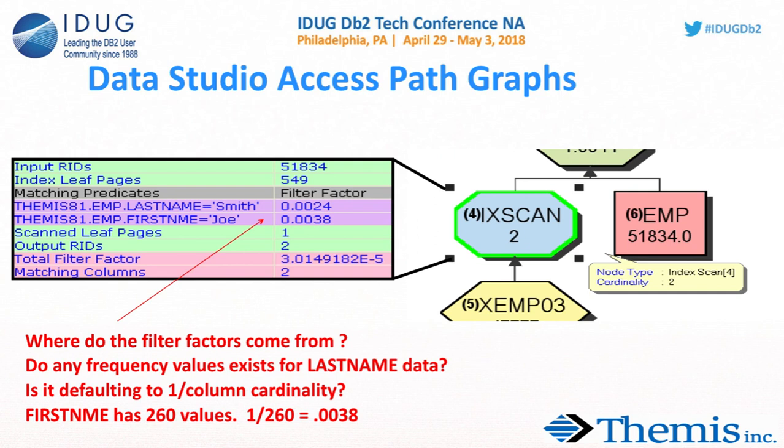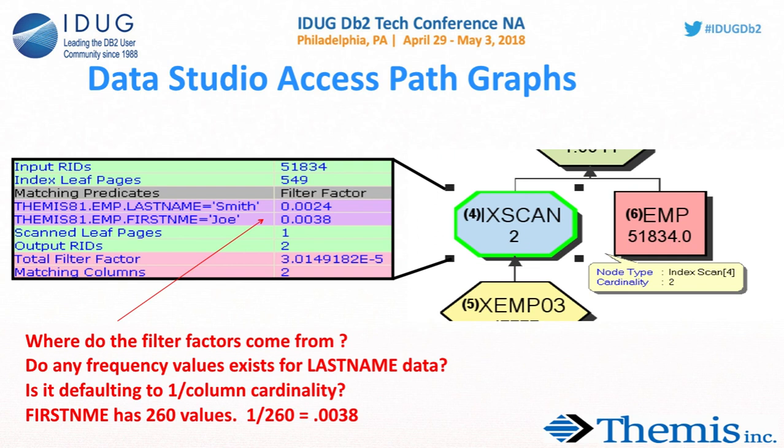First name has 260 values. 1 divided by 260 equals 0.0038. So it's assuming that every first name is 1/260th of the data. They're all evenly distributed. Okay? Well, they're not evenly distributed. They could be pretty close, and it might be okay.